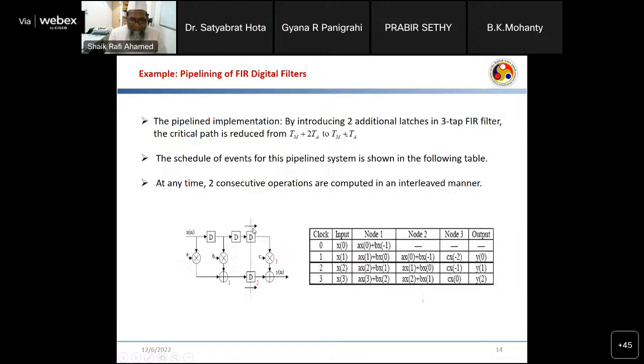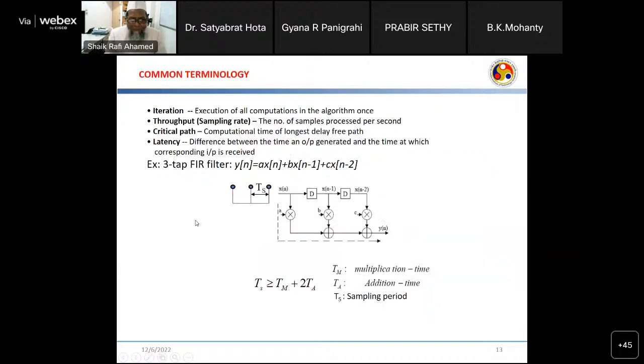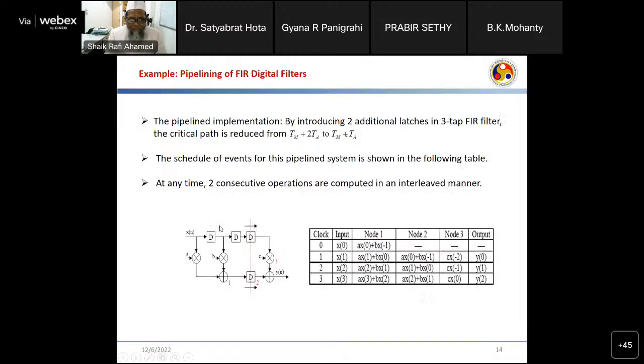Now in the second case, this is the pipelined system, pipelining of the FIR filter. Here I can feed the first sample, and after Tm plus Ta itself I can feed the second sample. So if I compare these two circuits, this one is the faster circuit. It has larger throughput because it can process two successive samples with a smaller delay, which is Tm plus Ta.